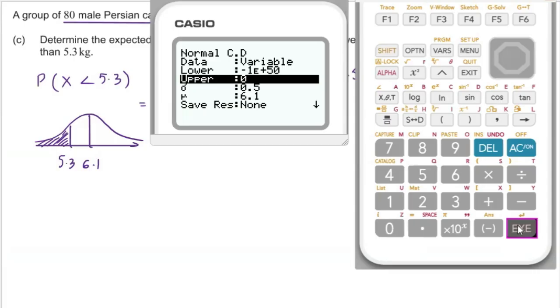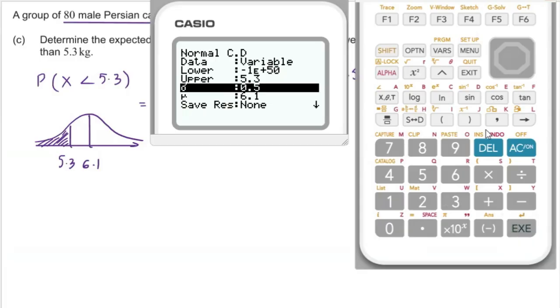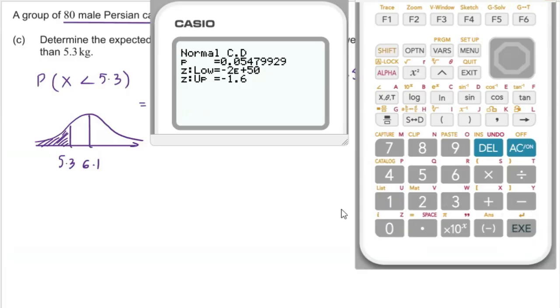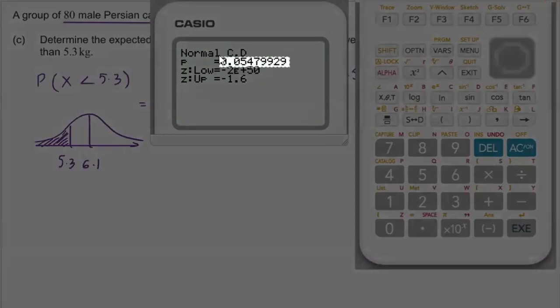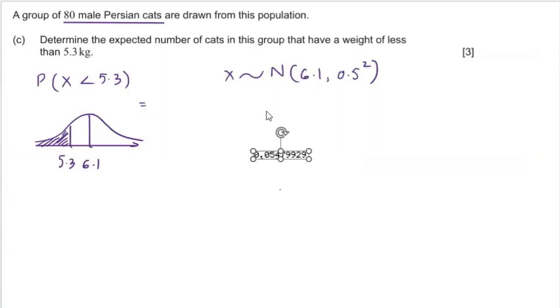And the upper value is 5.3. And the rest of the information is correct. Let's just execute. I can copy it, that's a good way. So this is my answer for this part.